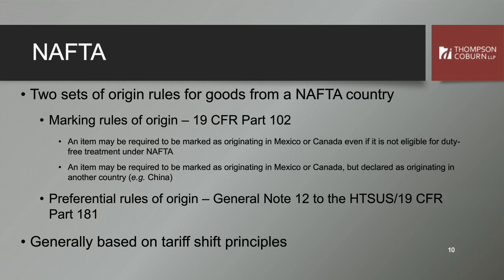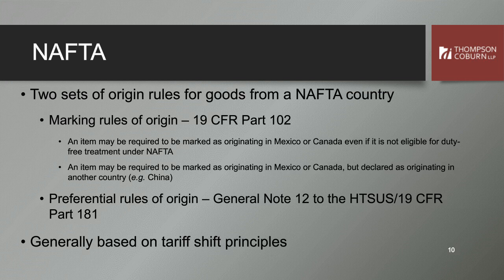And the second piece is an item may be required to be marked as originating in Canada or Mexico, but declared as originating in another country for purposes of duty. We've seen that especially with the China 301 duties. Customs has issued a number of rulings where they've looked at a good under the marking rules and determined that it originates in the NAFTA region for marking purposes, but under the substantial transformation test, the imported Chinese components have not been substantially transformed, and therefore it's still subject to China duties, and you have to declare China at the time of importation.